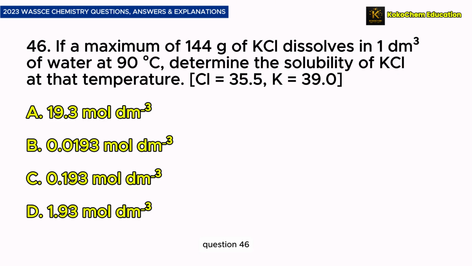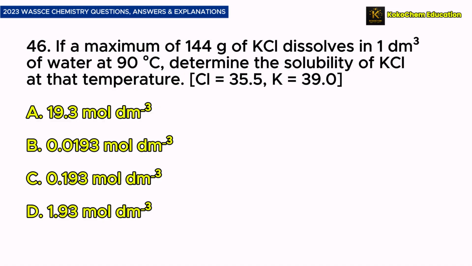Question 46. If a maximum of 144 grams of potassium chloride dissolves in 1 dm cubed of water at 90 degrees Celsius, determine the solubility of potassium chloride at that temperature. Take the molar mass of chlorine to be 35.5 and potassium K to be 39.0 grams per mole.